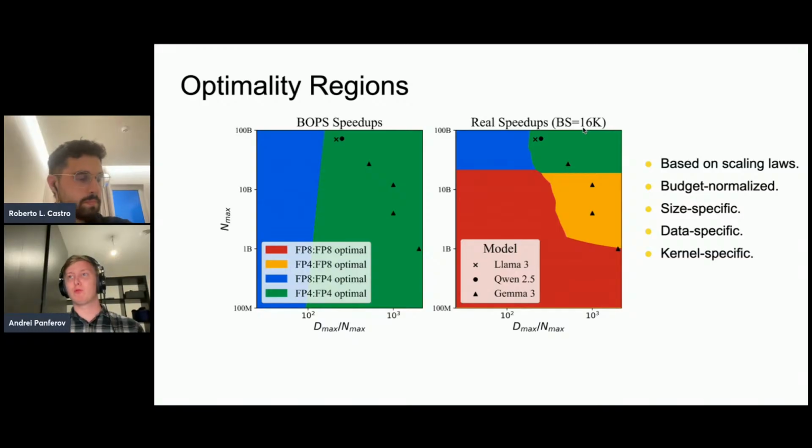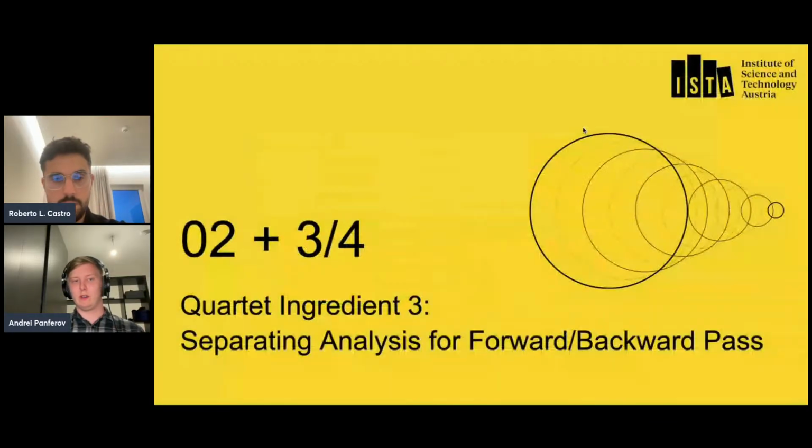And we can map out real pre-trained models on the obtained regions to demonstrate the usability of certain precisions in certain training regimes. But in general, this comparison schema allows us to conduct scaling loss-based budget normalized comparison for very compute-specific setups.